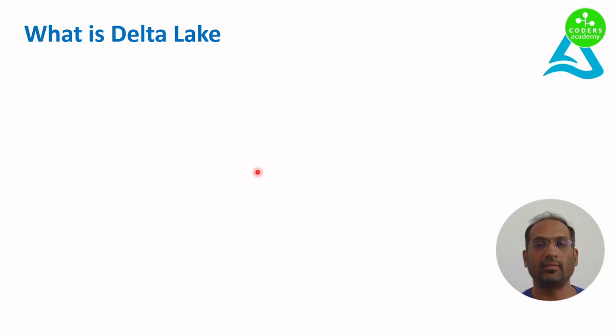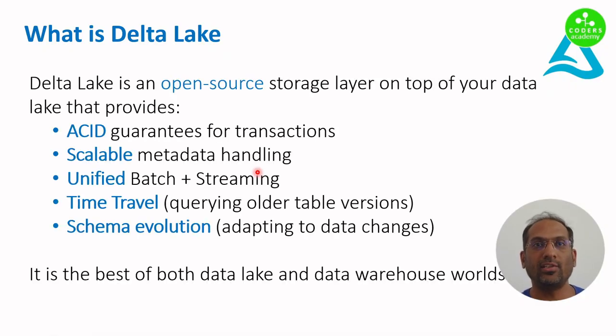So what is Delta Lake? Delta Lake is an open source storage layer on top of your data lake that provides the following properties. First, it guarantees ACID transactions on your data. Second, it is scalable in handling the metadata within your data lake. Third, it provides a unified way of handling batch and streaming data. It also provides you time travel.